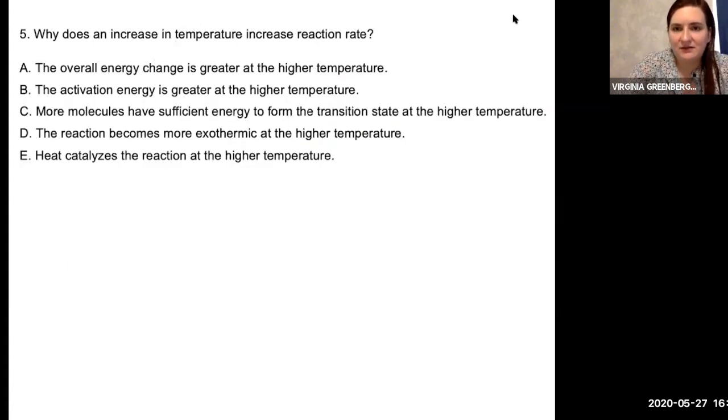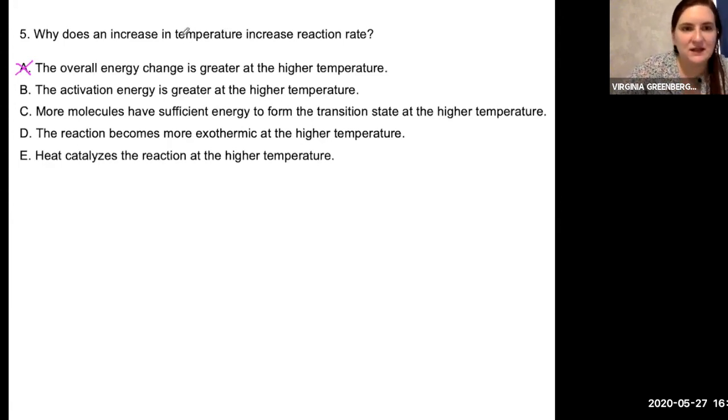Okay, so number 5 is asking why changing temperature increases the reaction rate. So let's just look at each statement. The first one says the overall energy change is greater at higher temperature. That doesn't really make sense anyway, because the overall energy change is not going to affect the rate of our reaction. What affects the rate of our reaction in terms of energy is the activation energy. Okay, so this one is out.